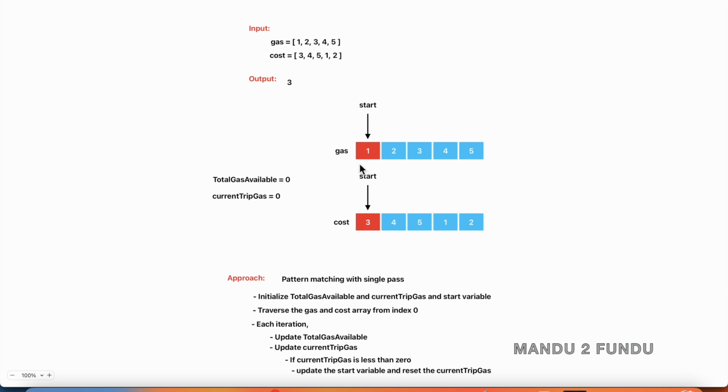Okay. So at the end of the traversal, the start variable contains the starting point, if there is any in the array. In addition to that, we have to check whether the total gas available is greater than or equal to 0. If it is less than 0, then we mark the starting point as -1, because the total gas available in all the gas stations is less than the total cost to do the circular trip. So in that case we set -1 to the start index and return.